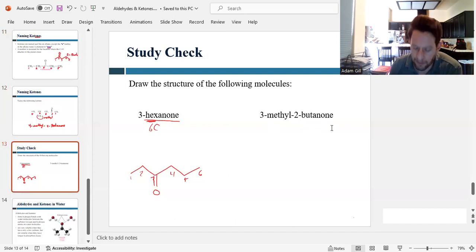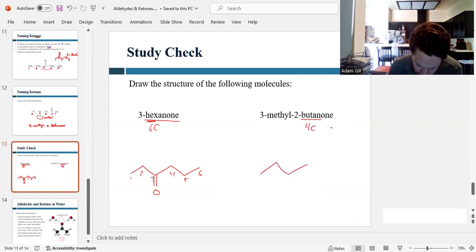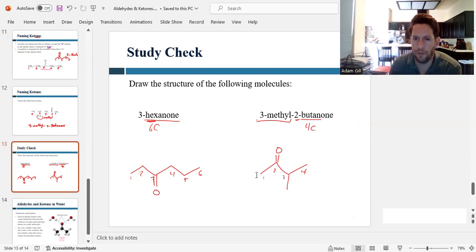And for the second one here, I see a butanone. But means 4 carbons. So 1, 2, 3, 4. And the butanone is at number 2. So at 2 here, I'm going to stick the ketone. And then at carbon 3, we have a methyl group. So 3-methyl 2-butanone.